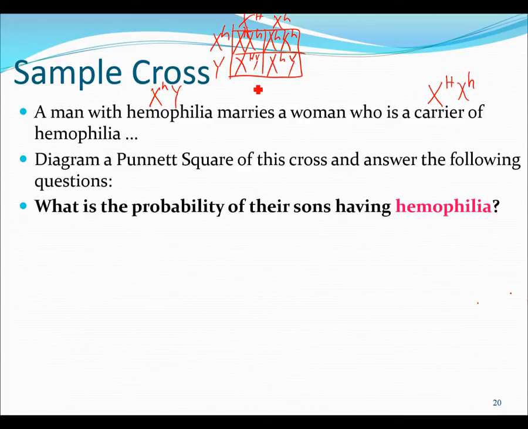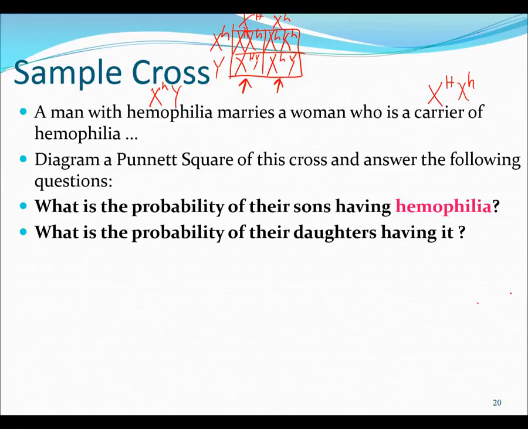1-to-1, because one is going to be what? Normal. The other one is going to actually have hemophilia. So a 1-to-1. All right, so what is the probability of their daughters having it? If we go back up here, here's the normal female, and here's the hemophiliac female. So also a 1-to-1 ratio.